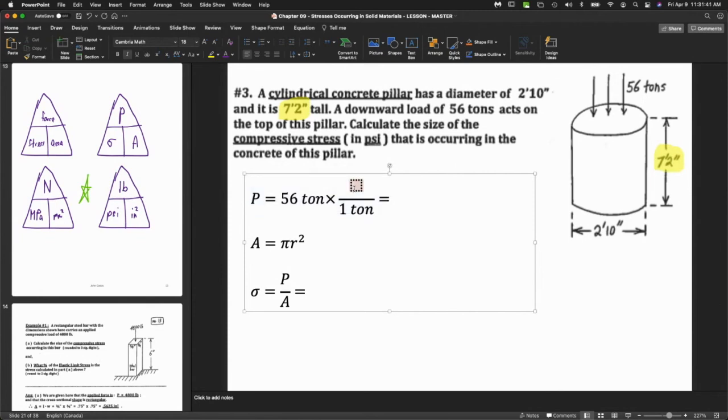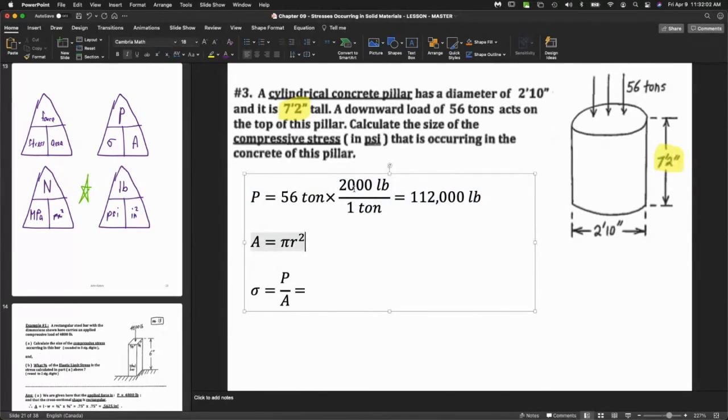What's the number that goes up here? How many pounds are in a ton? Correct. 2,000 pounds in a ton. So if we do 56 times 2,000, you can do this in your head. 56 times 2 is 112. Toss in a few zeros for the 1,000, and you're good to go.